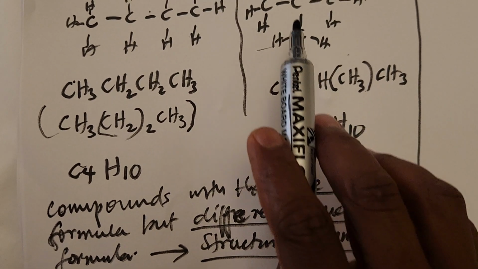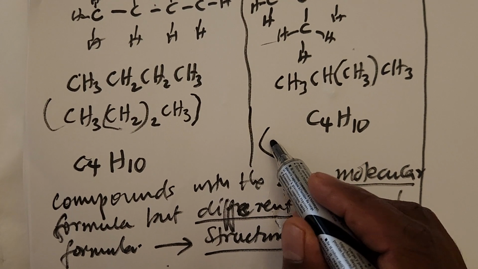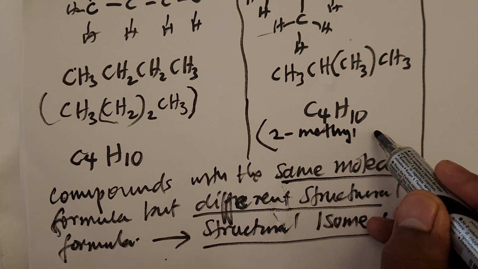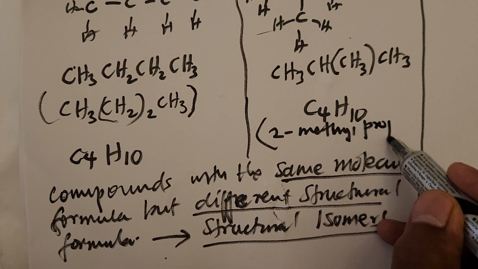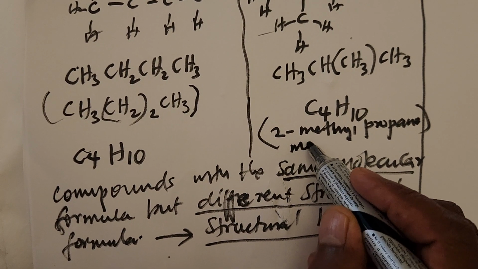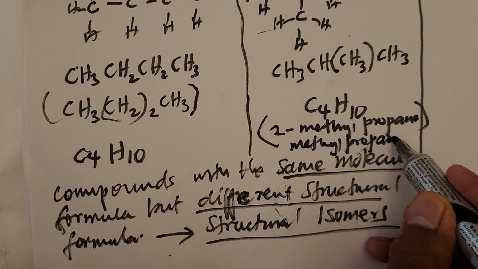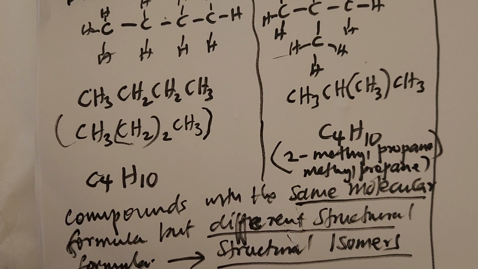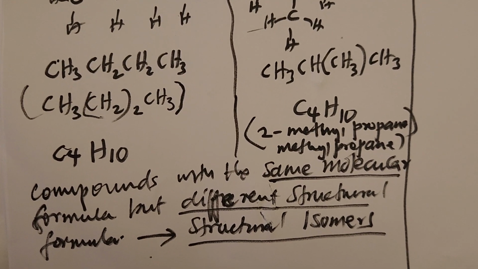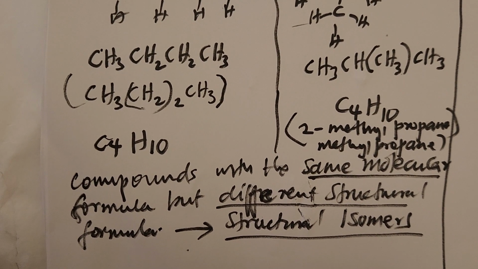In this case, this is not butane, but it will be called 2-methylpropane, or some clever learners can say it's just methylpropane as well. This is also acceptable, just to call it methylpropane. I hope we are clear here on this one. That's the meaning of isomerism in alkanes.